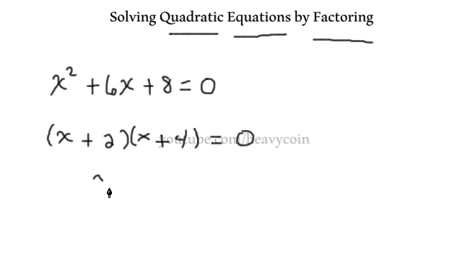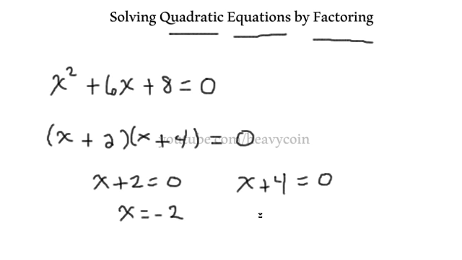Now I'm going to set each one of these equal to 0 and solve for x. This becomes x is equal to negative 2. If you took negative 2 and plugged it back in here, we get negative 2 plus 2 is 0. So that's one of our solutions. And then we have x plus 4, setting that equal to 0. Negative 4 will be our solution. Plugging in negative 4, negative 4 plus 4 is 0. So the solutions to this equation are negative 2 and negative 4.